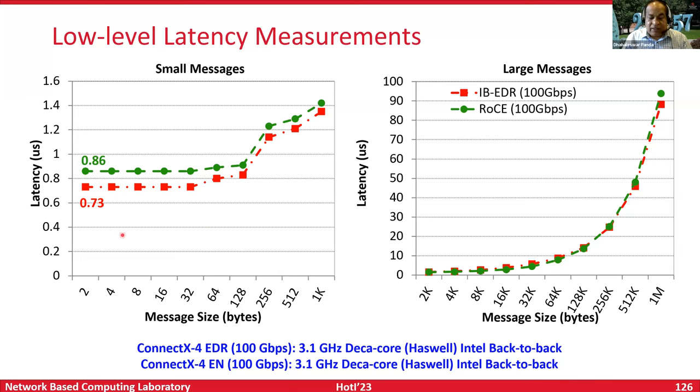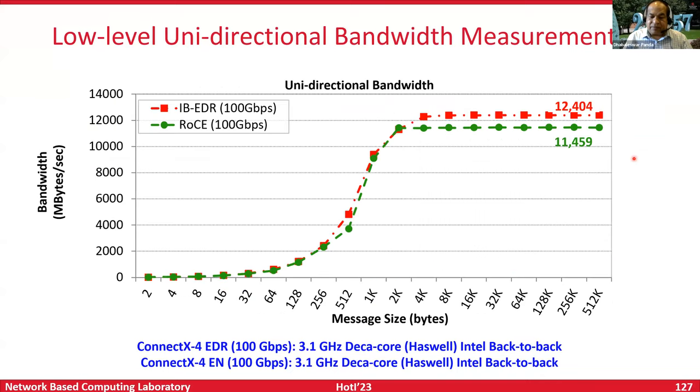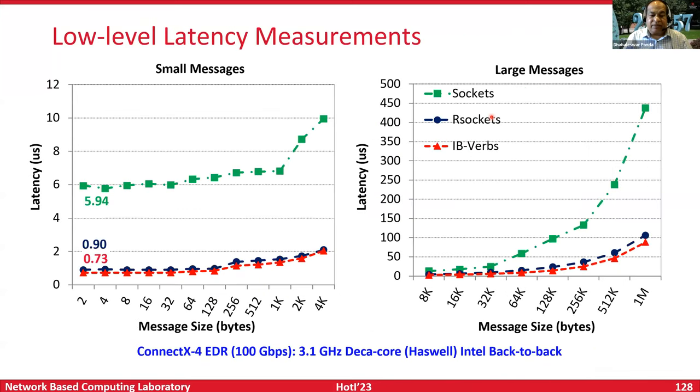So here, if you see, there is a 130 nanosecond overhead. InfiniBand delivers 730. And then since you are converting to Ethernet, you add some 130 nanoseconds. But in the large messages, you don't see much difference. Same thing happens with the bandwidth. Ethernet has the cap, kind of thing, and this is like 100 gigabits per second. So InfiniBand goes a little bit up. It's a slightly higher difference.